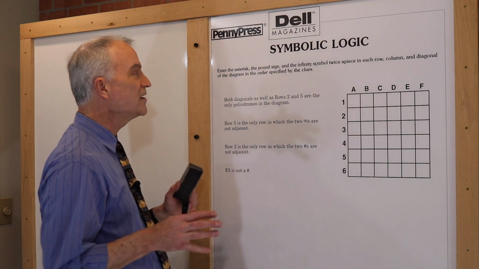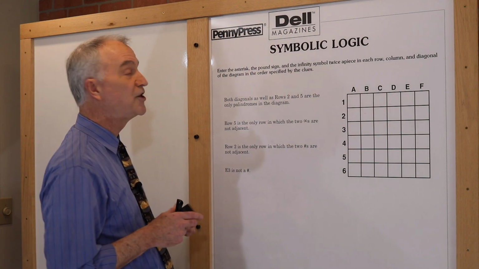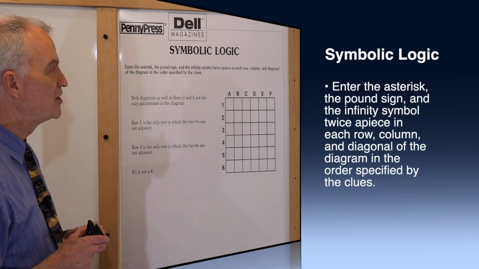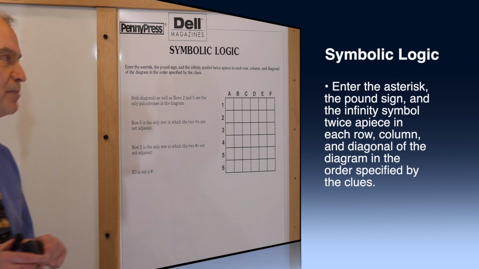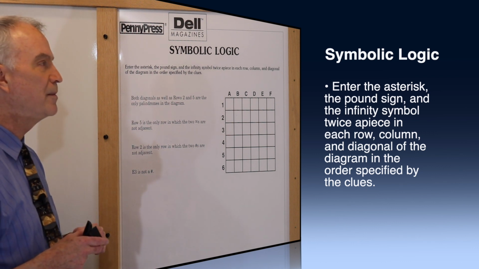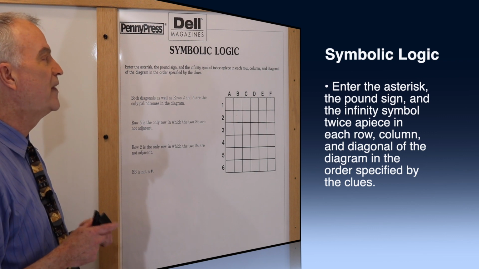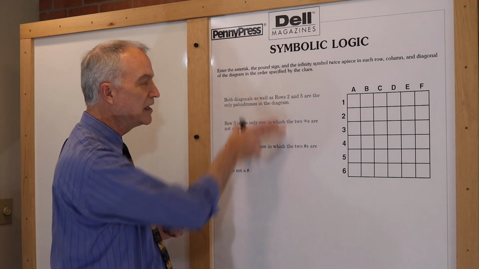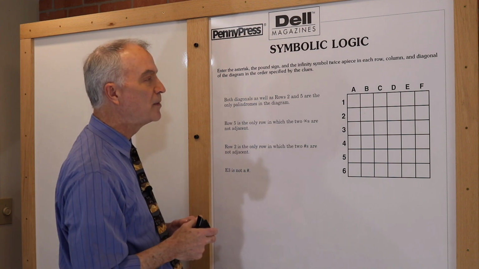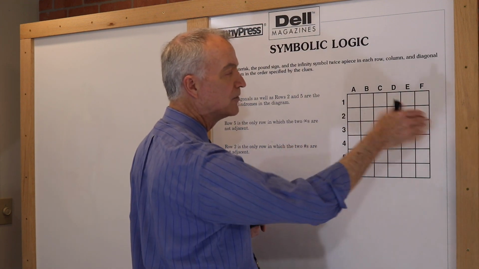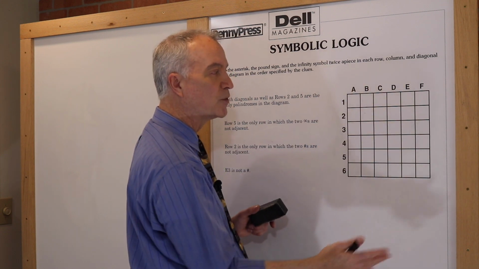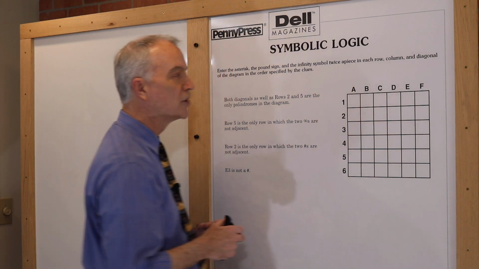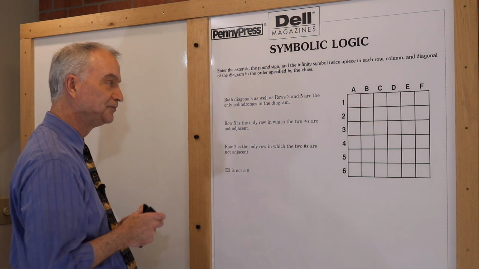Okay, let's get to the instructions for Symbolic Logic, and they're very, very short instructions. Enter the asterisk, the pound sign, and the infinity symbol twice apiece in each row, column, and diagonal of the diagram in the order specified by the clues. And we've got the secondary clues here, which we'll get to in just a moment. Of course, our rows go back and forth, the columns up and down, and the diagonals we're talking about for this diagram are the diagonals that go from corner to corner, the major diagonals, if you will.